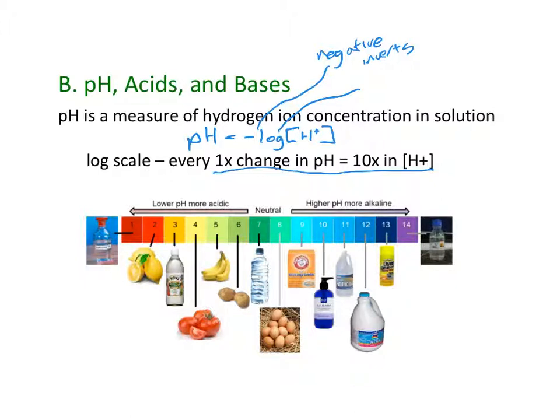So basically, as pH goes up, concentration of hydrogen ions goes down.